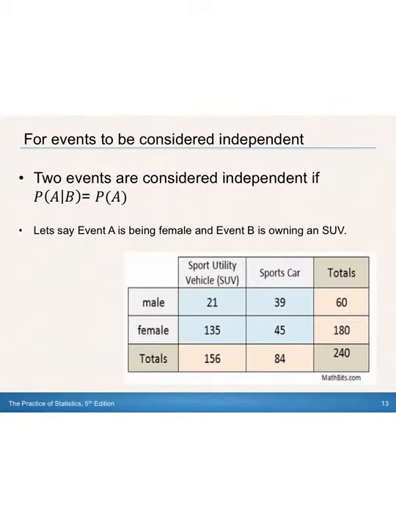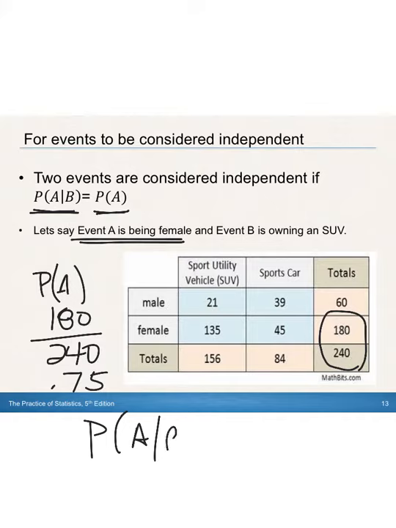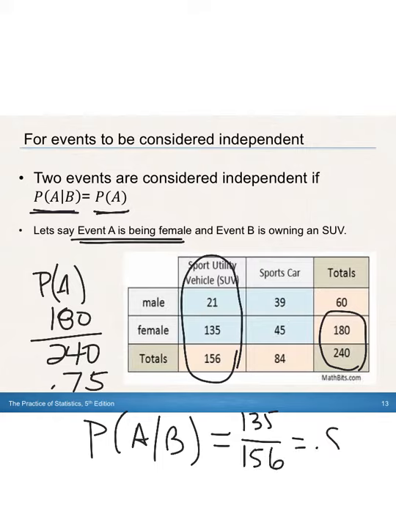Okay, so we're going to look at whether two events are considered independent: if the probability of A given B is the exact same thing as the probability of A, that just means that they're not related to one another at all. So we're going to look at the probability of event A, which is being female, and that's a marginal probability. Super easy. We can just take the 180 females out of the 240 total, and that's 75%. And then the probability of being a female given that they own a sports utility vehicle, that is in this column right there, and that's 135 total females that own sports utility vehicles, and that ends up being about 87%. So because these probabilities are not the same thing, they are dependent on one another. That doesn't imply causality or anything, but they're dependent on one another. So that's how we check to see if it's independent.